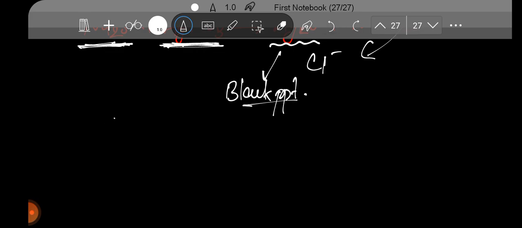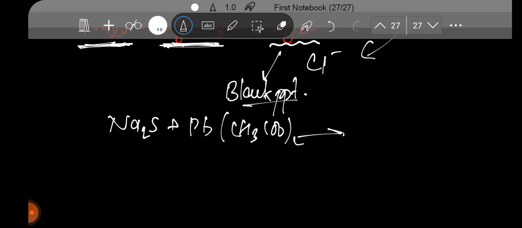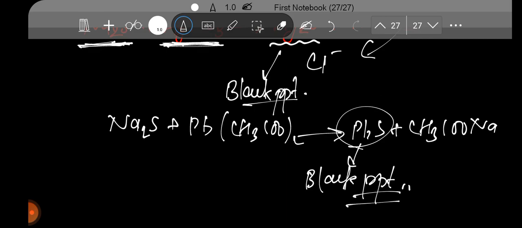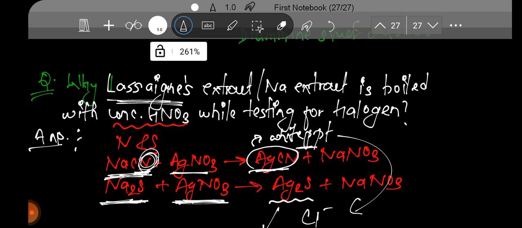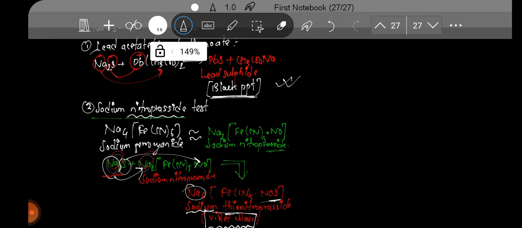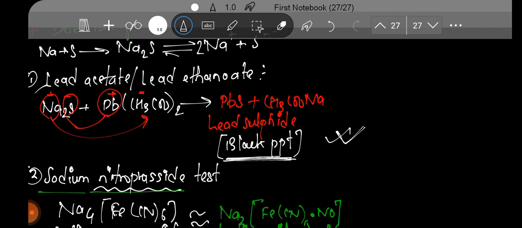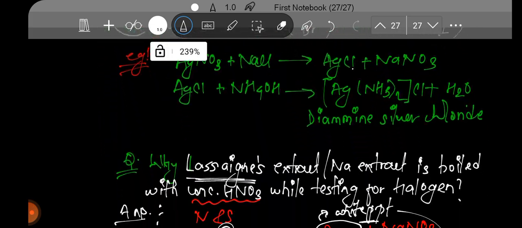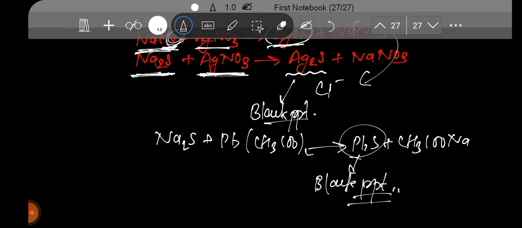Like if Na2S reacts with lead acetate, Pb(CH3COO)2, to give PbS plus CH3COO, this is a black precipitate. Is this a black precipitate or not? Let's check. Yes, this is a black precipitate.